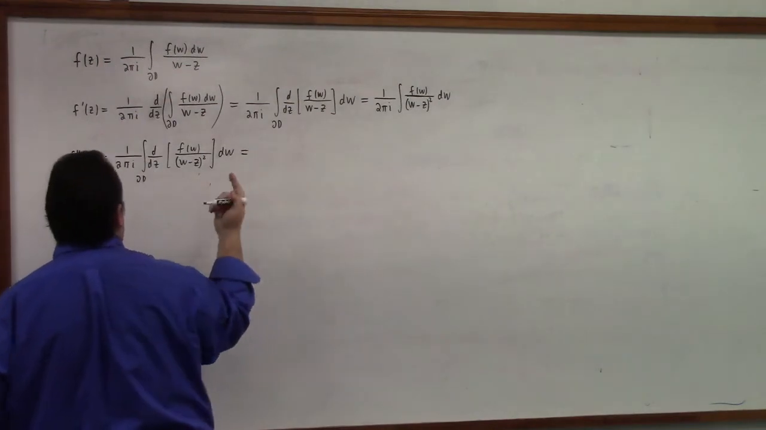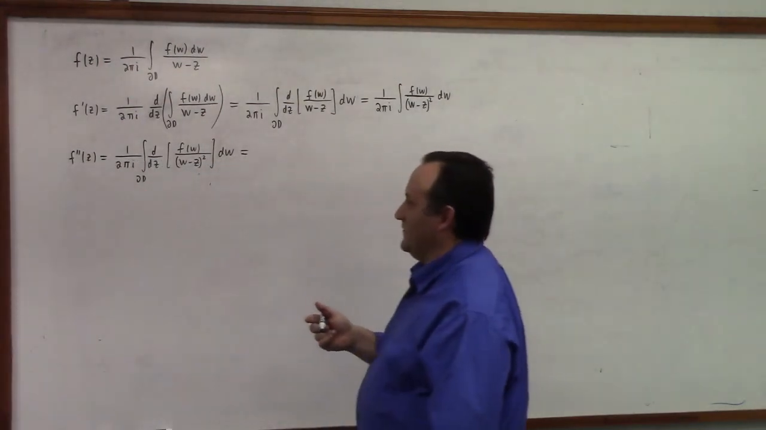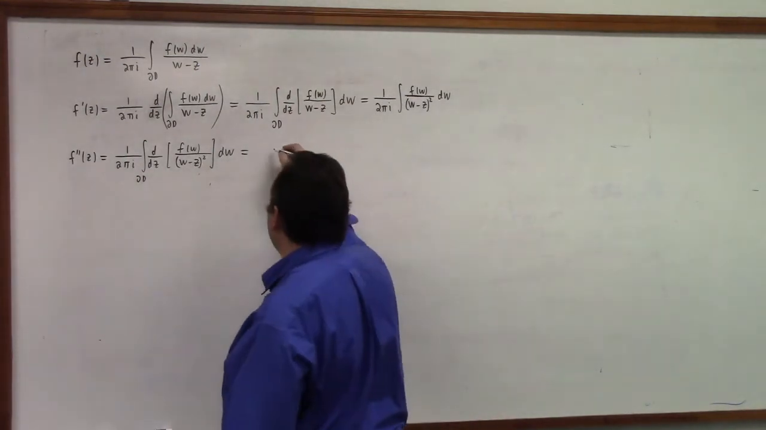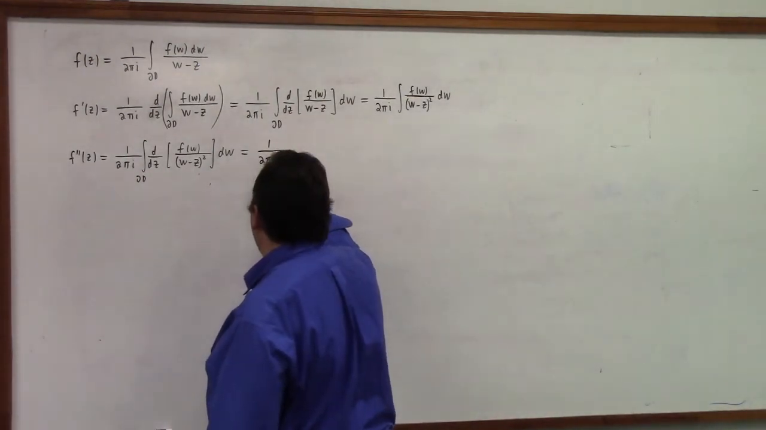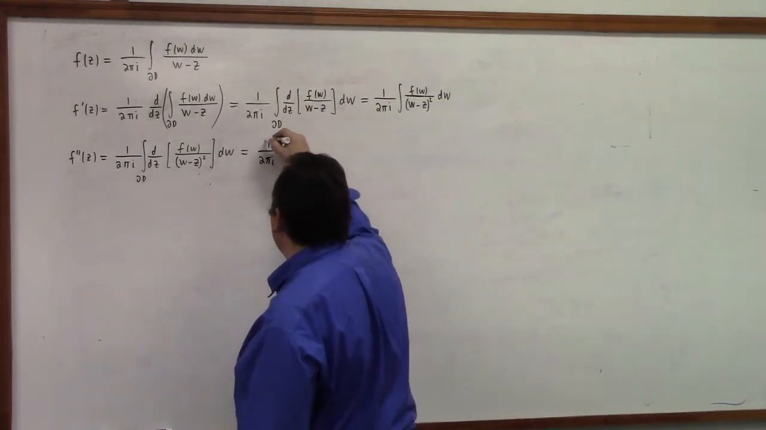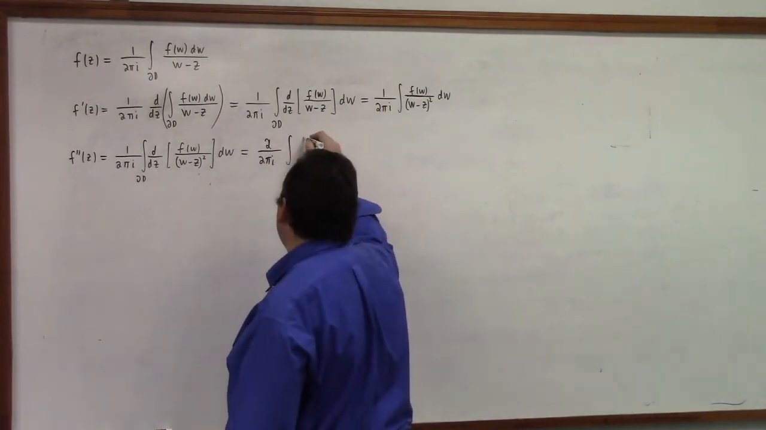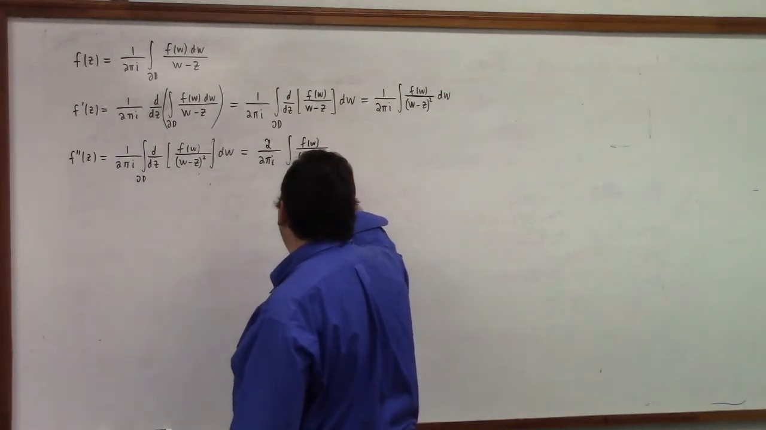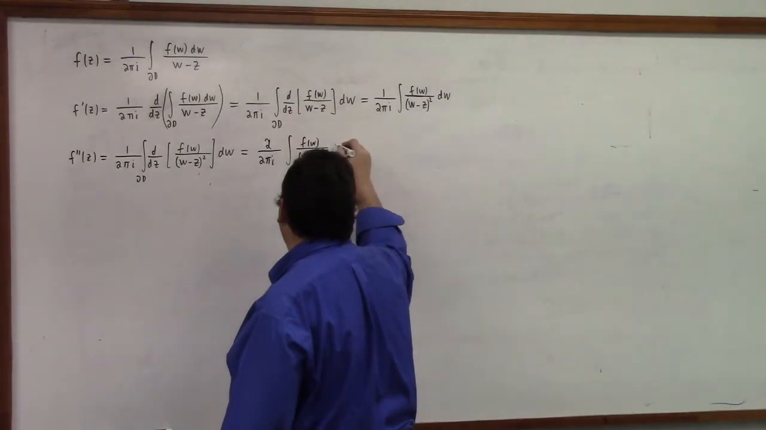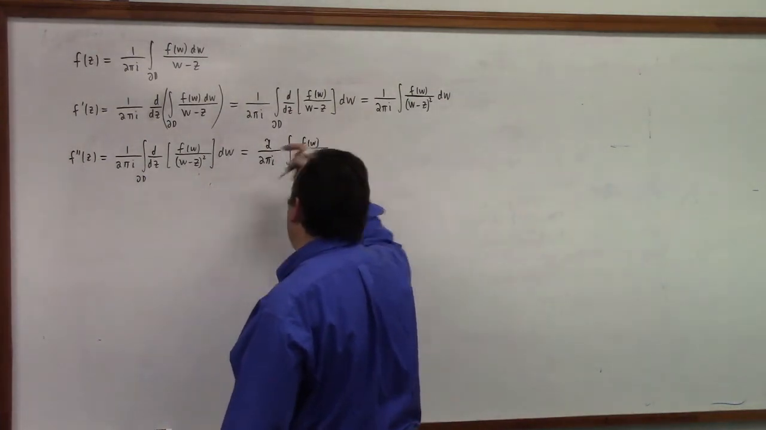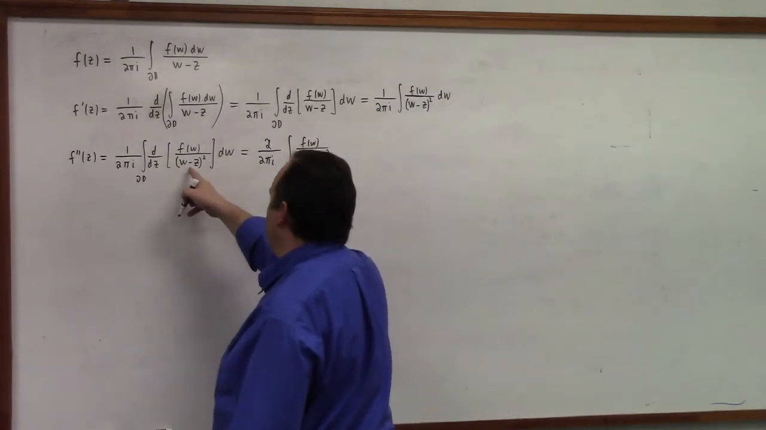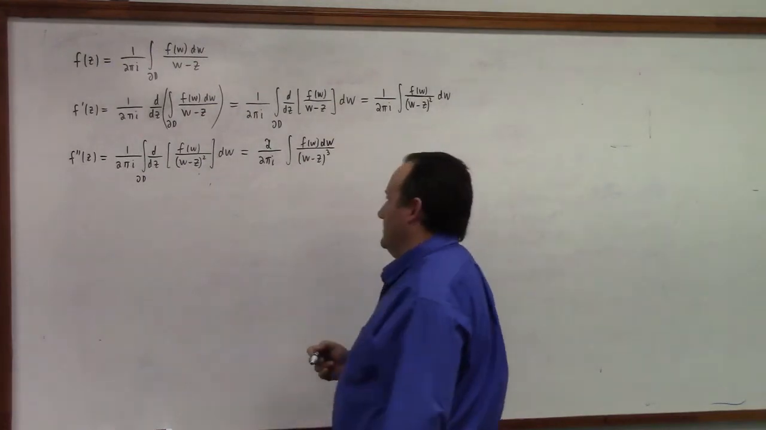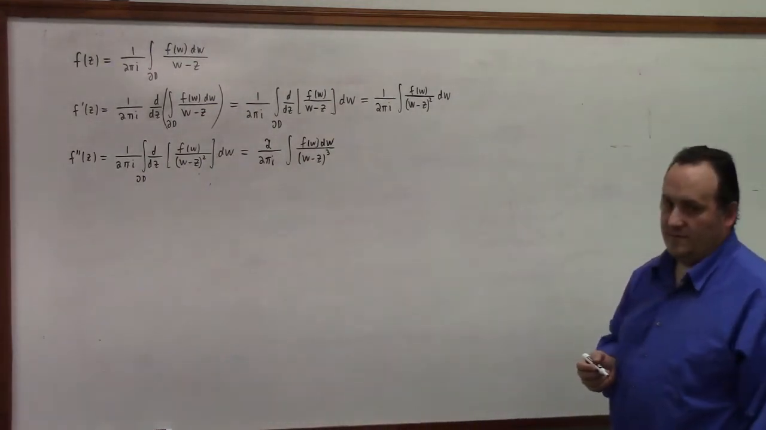So f double prime of z is 1 over 2 pi i. I just went ahead and flipped the integral and the differentiation to start with, because that's what we're going to do. When you differentiate a second time, you bring down a minus 2, and then you get a minus 1, minus 2 because it's the minus 2 power, times minus 1 because the derivative of the inside function is minus 1. So there it is, f double prime of z.